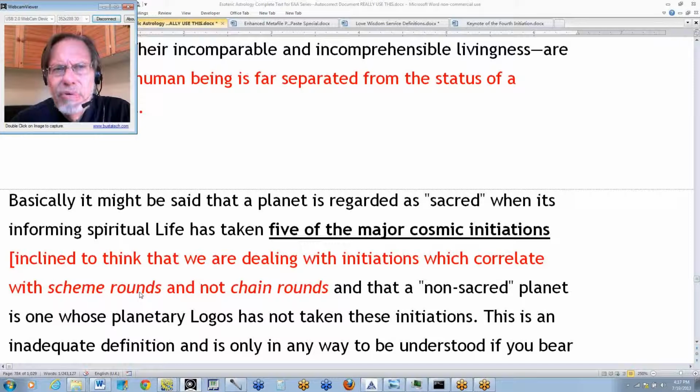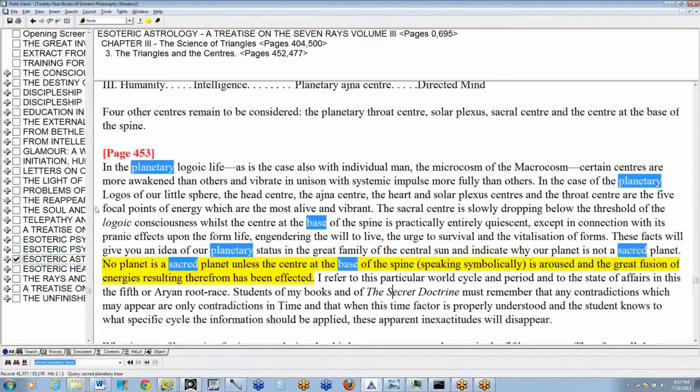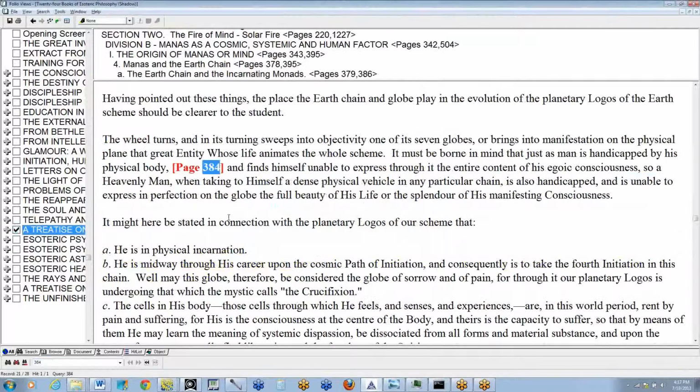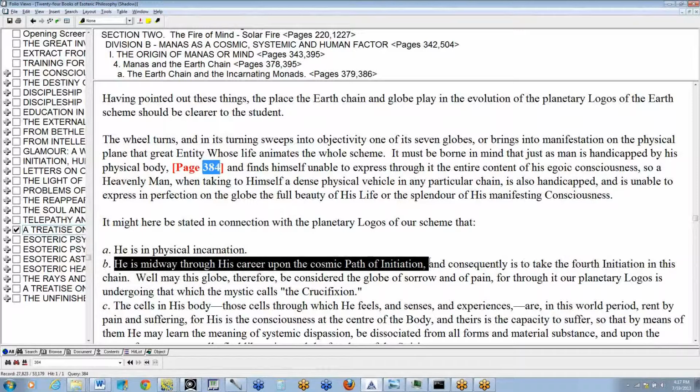Well, look, we're only halfway through our solar system at the present time. Our planetary logos is halfway through its type of evolution, and our solar logos is also halfway through his type of larger evolution. I think it says something like this in A Treatise on Cosmic Fire on the same page. A few pages I refer to quite a bit because they seem to hold the keys. Of our planetary logos, he is midway through his career on the path of cosmic initiation.